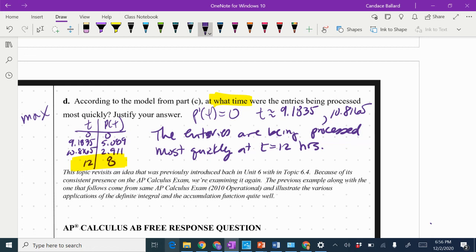So I was just quickly skimming this. This topic revisits an idea that was previously introduced back in Unit 6 with topic 6.4. Because of its consistent presence on the AP Calculus exam, we're examining it again. The previous example and this one both come from the 2010 operational exam, and they illustrate various applications of the definite integral and accumulation functions as well.